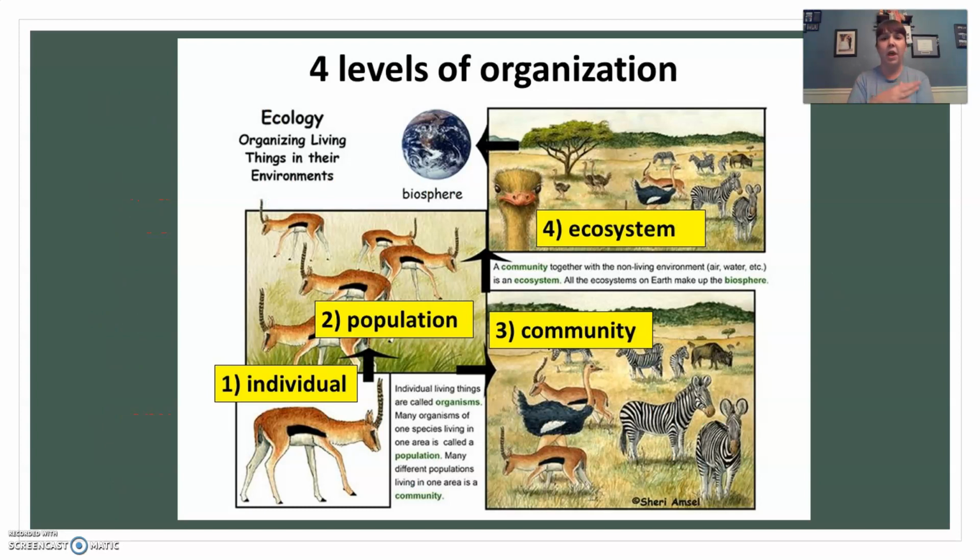So here's just kind of a graphic of those four levels of organization. You can see the individual gazelle, antelope, whatever that is, down there. And so that one individual, along with his fellow members of his species, make up a population. Then the community involves, you can see also the ostrich and the zebra and the wildebeest. And then the ecosystem, you see they kind of take a step back and look at everything: the weather that's there, the air, the water, the soil.